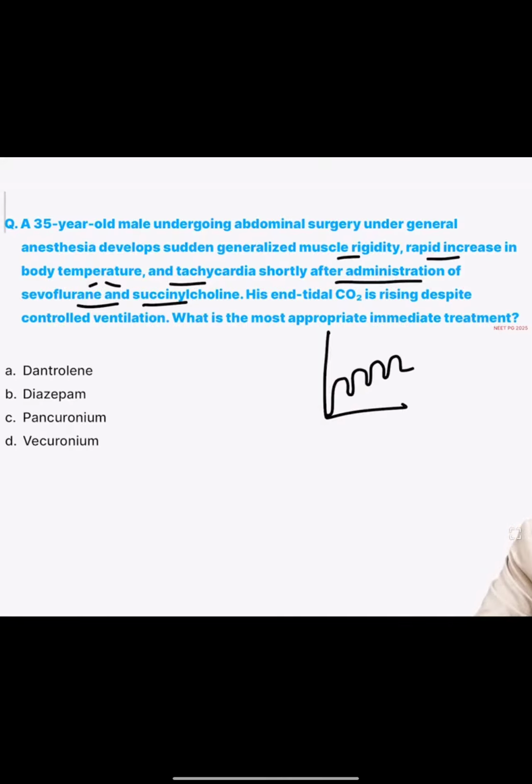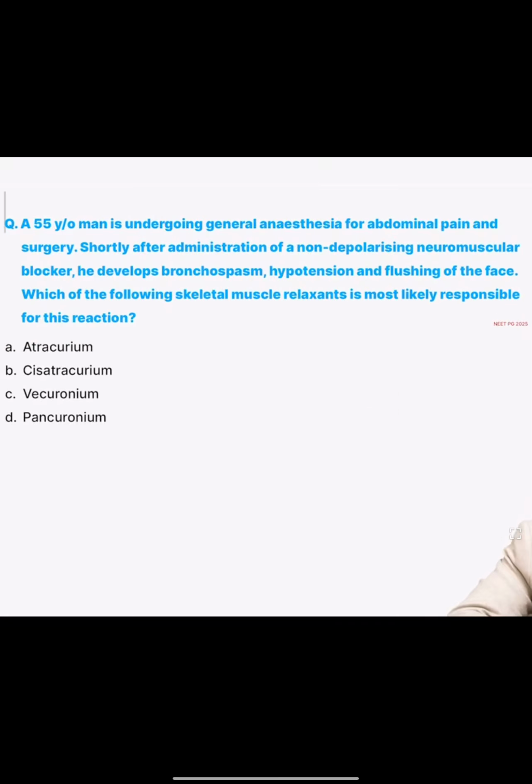Guys, remember what are the options? Dantrolene, diazepam, pancuronium, vecuronium. Okay. Remember guys, immediate management should be what? You have to first stop the triggers. If sevo and succinyl is going, stop it. Next, you need to go for the drug of choice for malignant hyperthermia, that is IV dantrolene sodium. So that is the immediate answer.